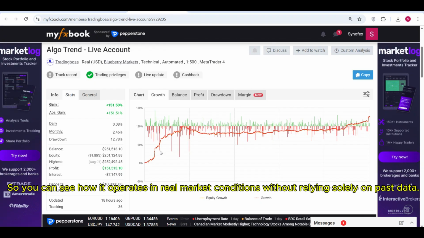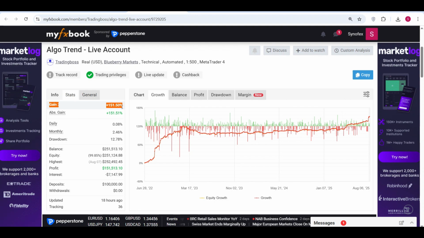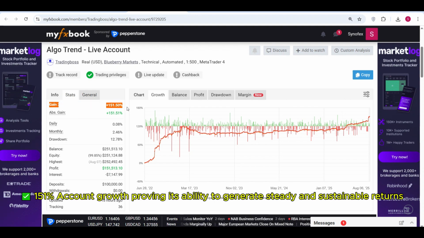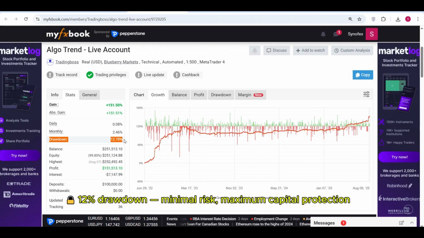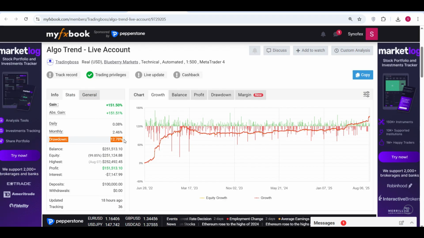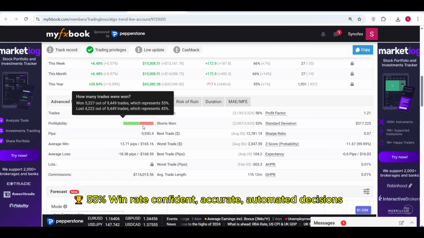So you can see how it operates in real market conditions without relying solely on past data. 151% account growth, proving its ability to generate steady and sustainable returns. 12% drawdown, minimal risk, maximum capital protection. 55% win rate, confident, accurate, automated decisions.